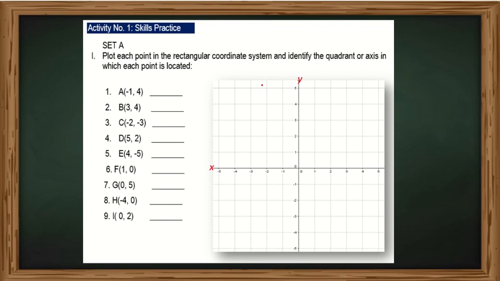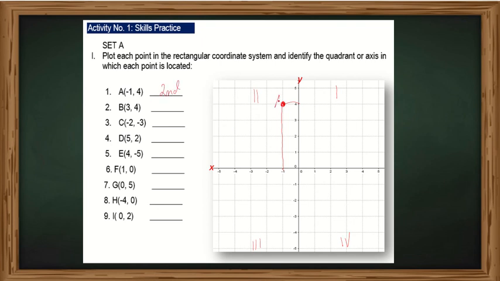So plot each point in the rectangular coordinate system and identify the quadrant or axis in which the point is located. So we have your point A. Point A has coordinates (-1, +4), so -1 is found here, and we have +4. So the point is located here. So it's found on what quadrant? This is first, this is second, this is third, and this is fourth. So it's found on the second quadrant.